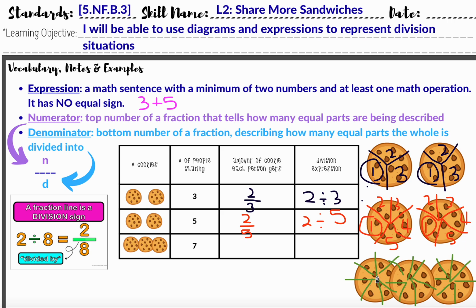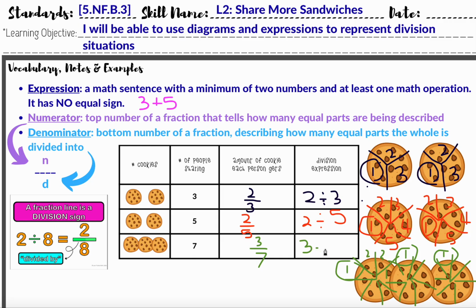So again, if I were to number them, I'm going to go 1, 2, 3, 4, 5, 6, 7, and I'm going to do the same thing on all of them. Okay, I'm not going to do it just because I'm having a hard time moving those things, but I need you to do it in your notebook, okay? So this one, they're going to get 3, right? But how big are the pieces? They're sevenths. So they're going to get 3 sevenths. How do I write that as a division expression?